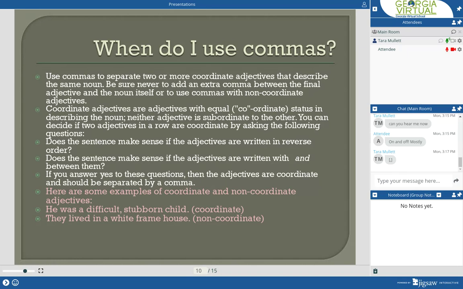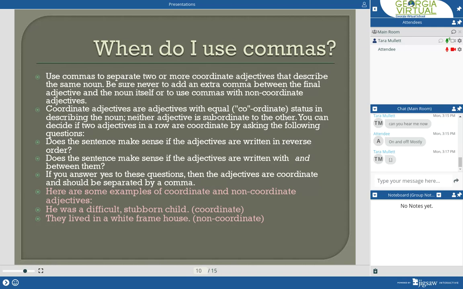However, in that next sentence, we have two adjectives, the word white and the word frame. They lived in a white frame house. Because you cannot really switch the order of these two adjectives, and you really can't put and in between them. They lived in a frame white house. They lived in a white and frame house. It doesn't make a ton of sense.